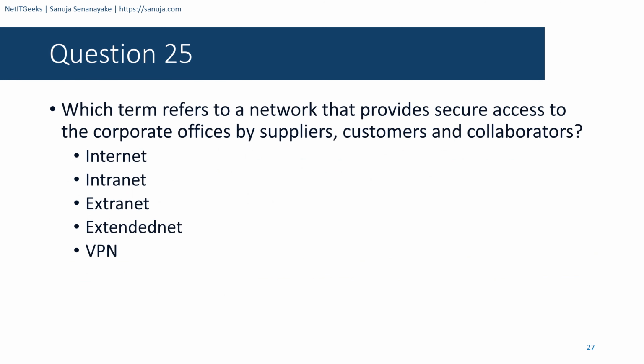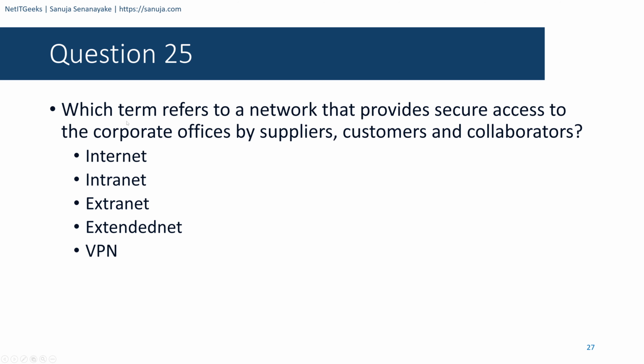Question number 25. Which term refers to a network that provides secure access to a corporate office by suppliers, customers, and collaborators? Internet, intranet, extranet, extended net, and VPN. Students and new people who are learning CCNA material will be confused with VPN and extranet. We know it's not internet, we know it's not intranet. It has to be either extranet or VPN. We have two possible answers.